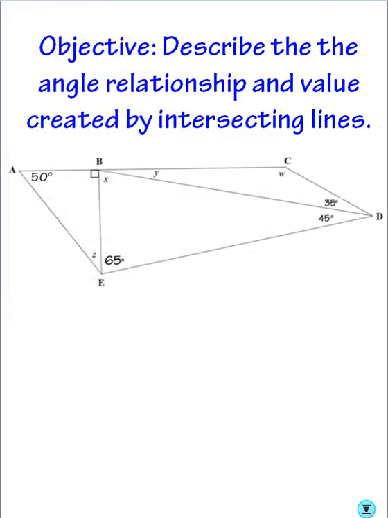All right, today's objective is we're going to describe the angle relationships created by intersecting lines. The picture that you see here is what we're trying to get to the point that we can write sentences to describe how you could find Z or X or Y or W.